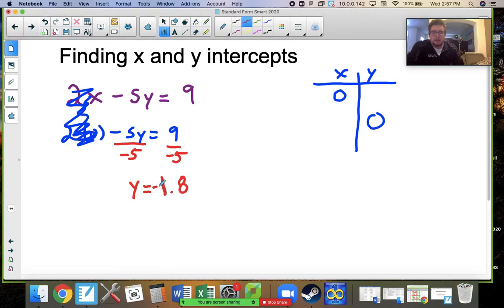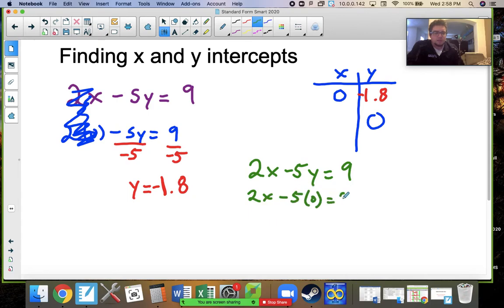I'm just going to make sure that I include our negative. So y is negative 1.8. I'm going to do the same thing, but for y equals 0. So I get 2x minus 5 times 0 is equal to 9. That 0 causes all this stuff to disappear, so all I have is 2x equals 9. I divide both sides by 2, and I get 4.5.